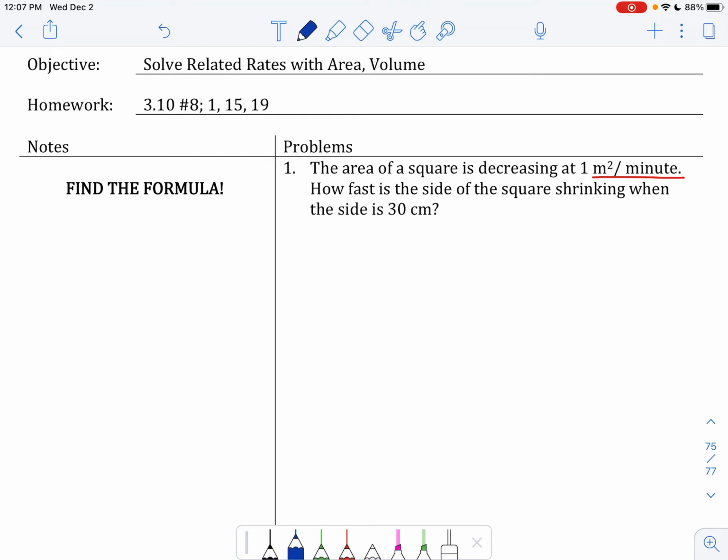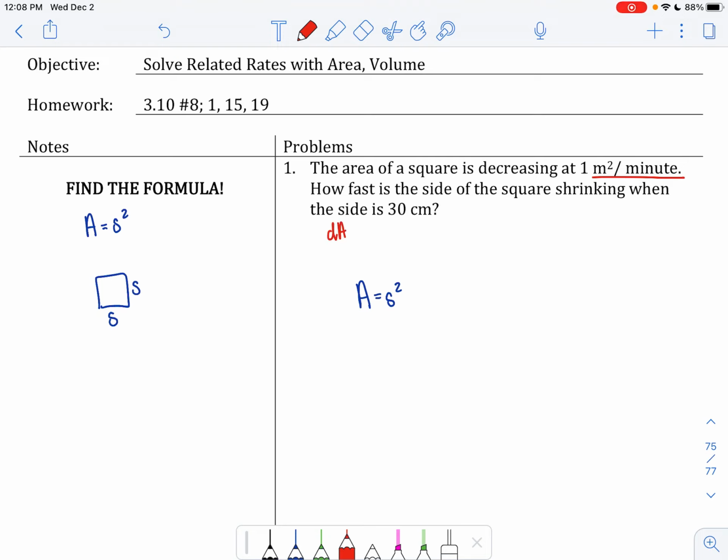So when it says find the formula, we know we have area of a square. So in this case, hopefully this one you don't have to look up. If we have a square, the area is s squared. Some of these equations you'll have to look up. Feel free to Google, look in your planner, whatever makes the most sense. So the formula that we're going to be taking the derivative of, our equation, is area is equal to s squared.